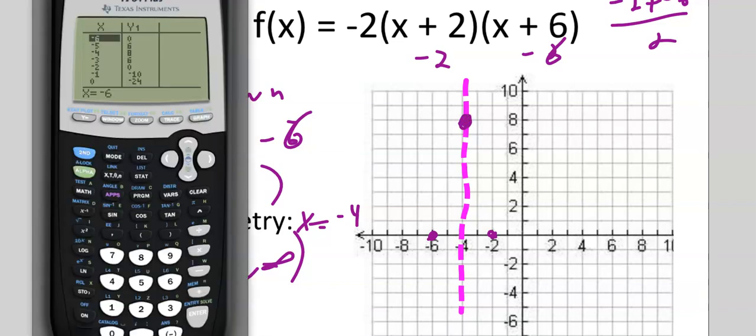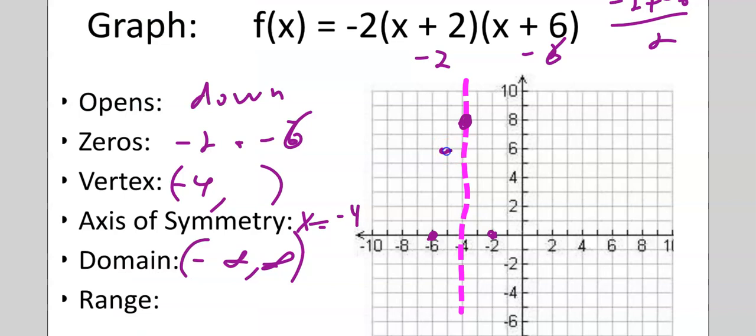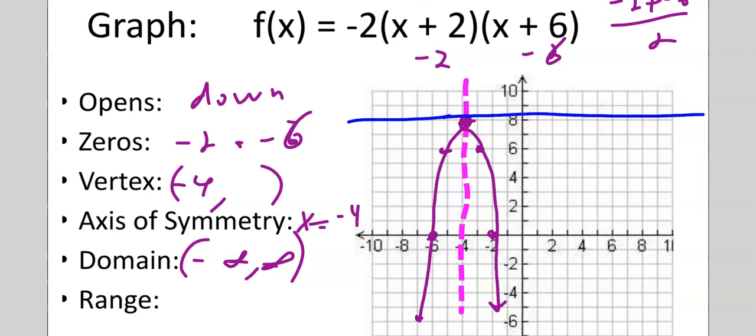And then just get some other points to make it better. So it looks like negative 6, 0, negative 2, 0. We already got those. How about negative 5, 6, and negative 3, 6? So negative 5, 6. And negative 3, 6, mirror images on either side of the axis of symmetry. And there we go. So this one again is going down to negative infinity forever and goes up and hits 8 with a bracket.